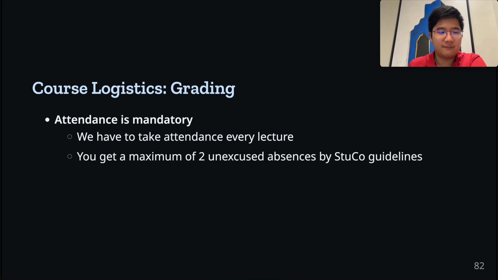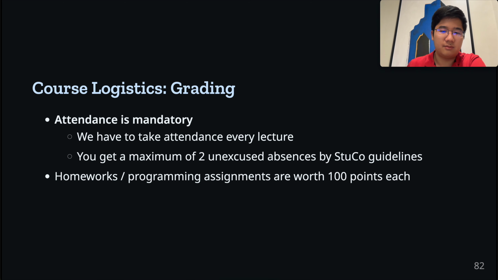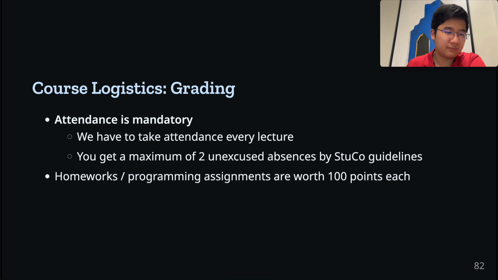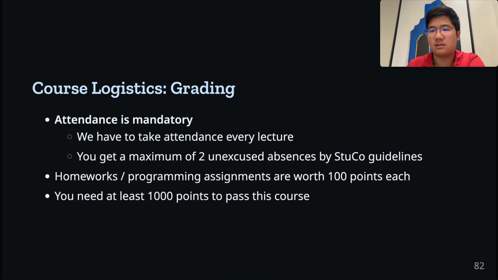So please show up. However, obviously, you're all busy students, so there are ways to get around this if you tell us beforehand. I'll get into that later. So homework and programming assignments are worth 100 points each. To pass, you need to finish all the assignments. And that might seem very hard, but it's not as hard as you think because of a couple of reasons. So yeah, 1,000 points to pass the course. So you need to do 10 assignments that are each worth 100. There's a lot of extra credit, a lot of things worth more than 100 points. This is not terrible.